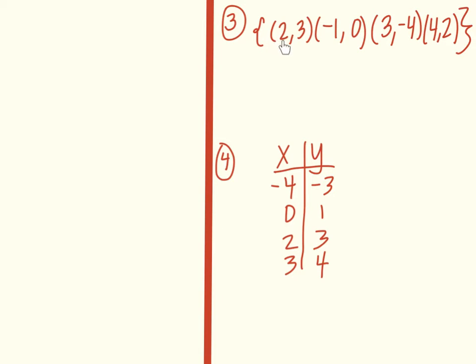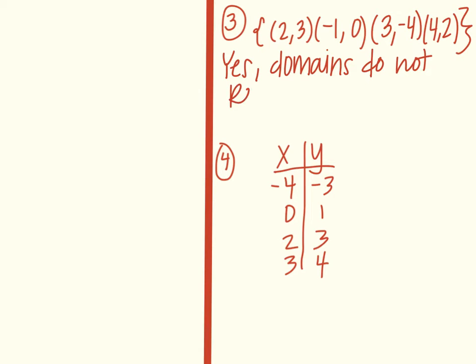Alright, example 3. Let's look at the x values: 2, -1, 3, 4. None of the x's repeat, therefore yes, it is a function. Domains do not repeat. Number 4. So we have -4, 0, 2, 3. Again, none of the x values repeat, so yes, domains do not repeat.